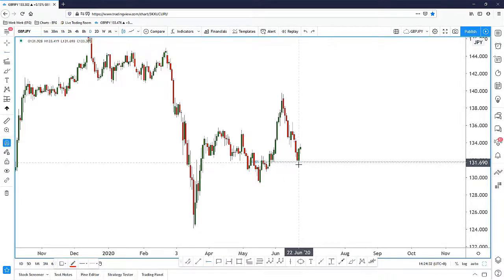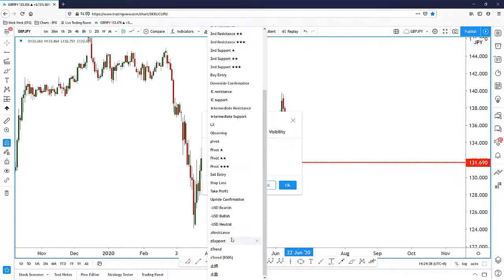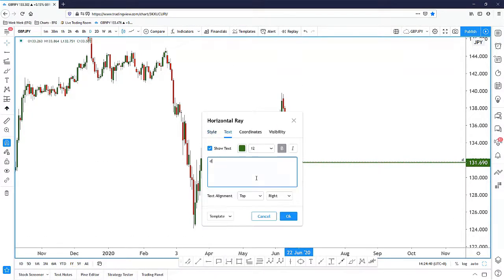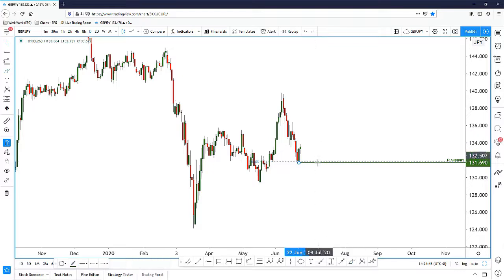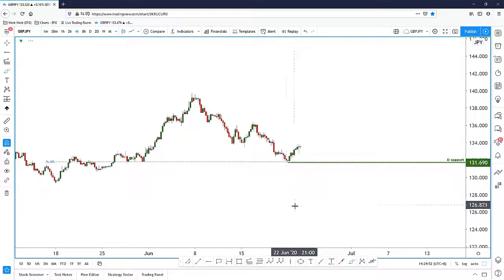Now that we know that the daily support is here, the daily support level is here, we'd think that price would make a bounce up and go even higher. However, let's just quickly go down to the 4 hours.